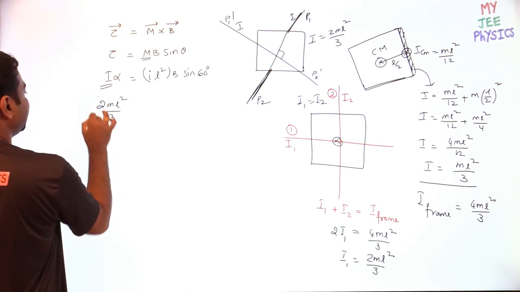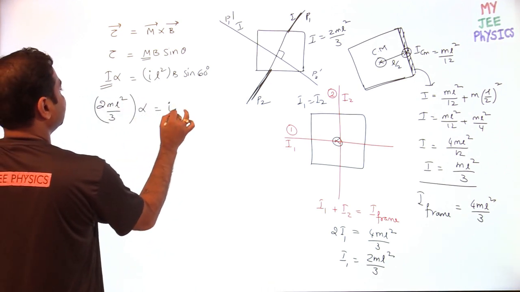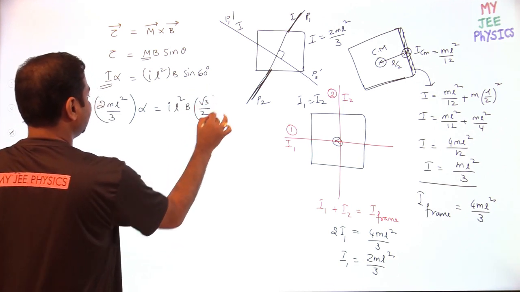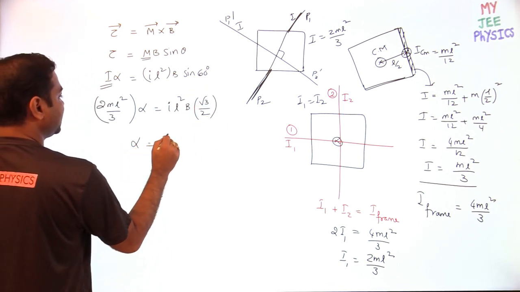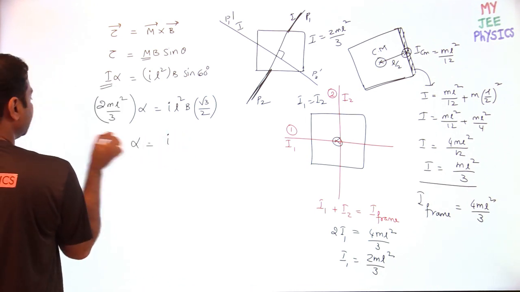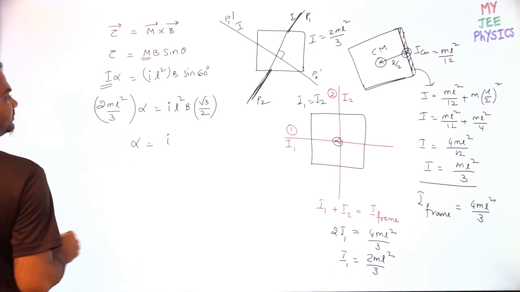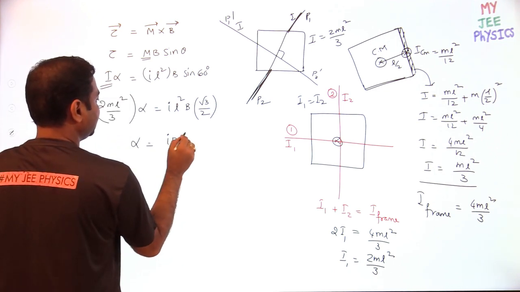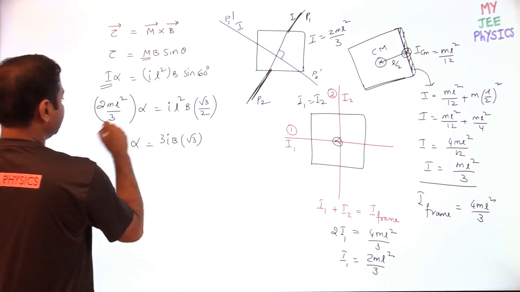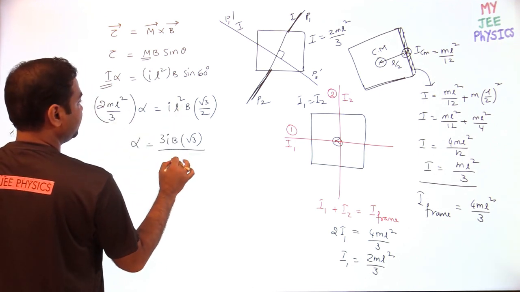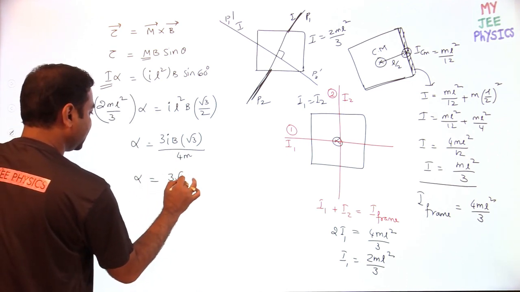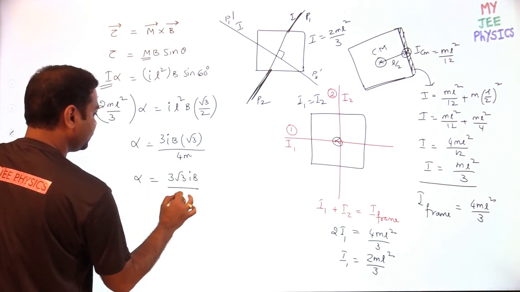I can use the same logic here. So 2ml square by 3 into alpha is equal to I L square B into sine 60, which is root 3 by 2. So then alpha value is equal to I, L square cancels out. Okay, so there will be no L square term. So I into B root 3, there is a 3 multiplied, and you will get 4m. So I hope I arrived at the answer: I into B by 4m.